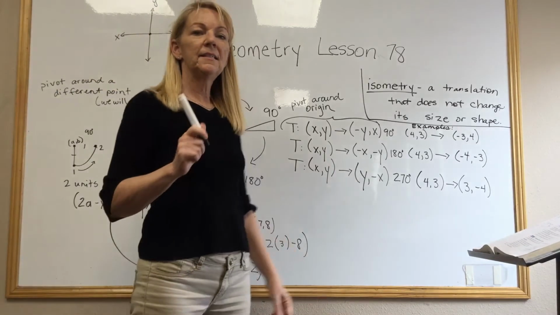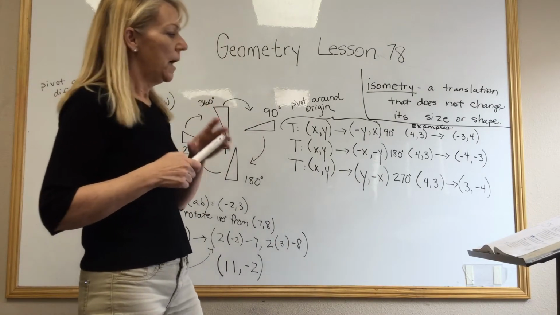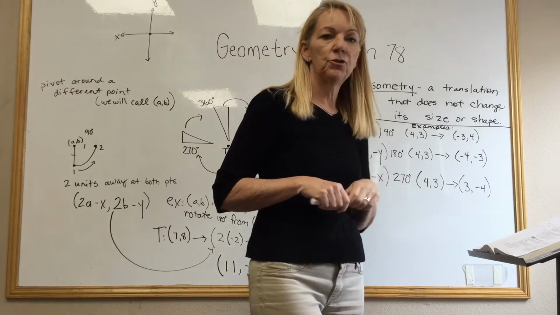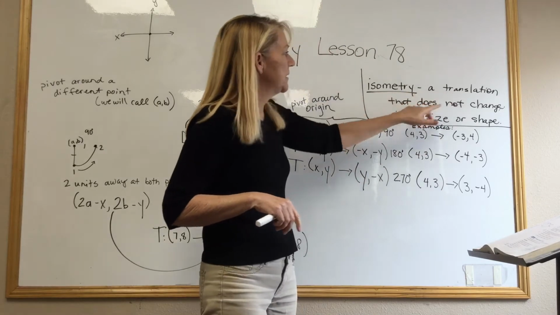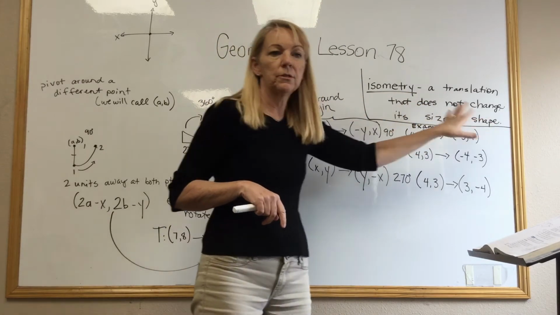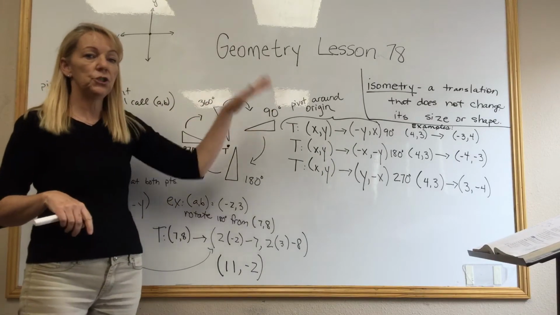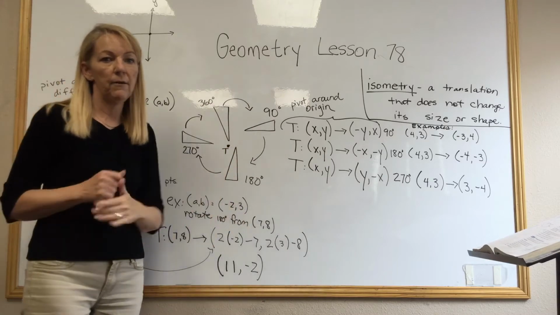All right, this is lesson 78 for geometry, and it's on rotations. The first definition says a rotation is an isometry, and that means a transformation that does not change its shape or size. So if I have this triangle and I'm rotating it, its size and shape are not going to change in the rotating of it.